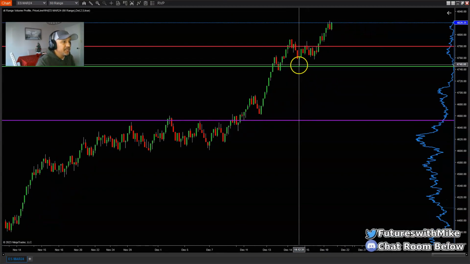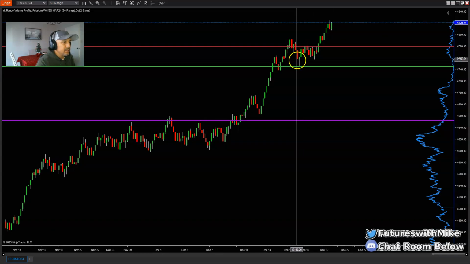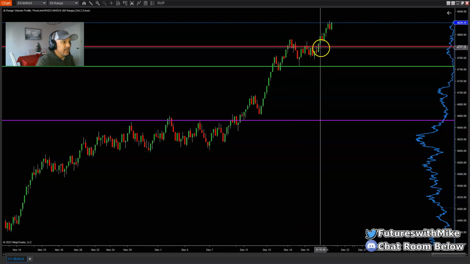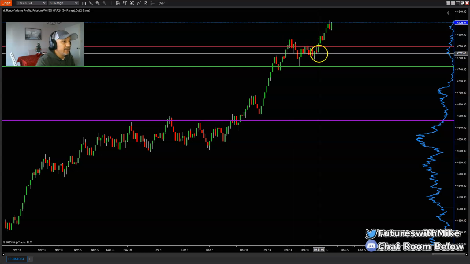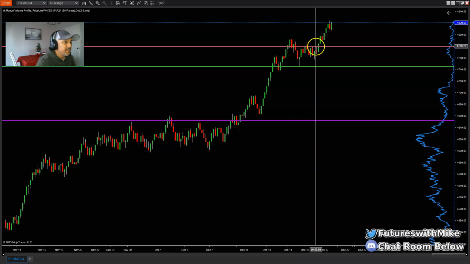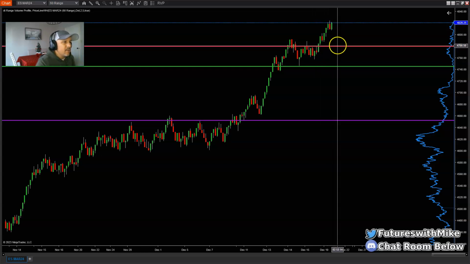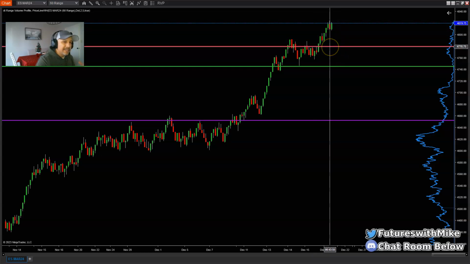Now, let me take a look here. Yeah, right here, there's an area. There is a demand zone on the higher time frame 60 range chart. I'm starting off this way this morning, and we haven't pulled back to that area. Now, if we do pull back to the area, then I'll be looking for a setup to unfold on my lower time frame chart, my 12 range.